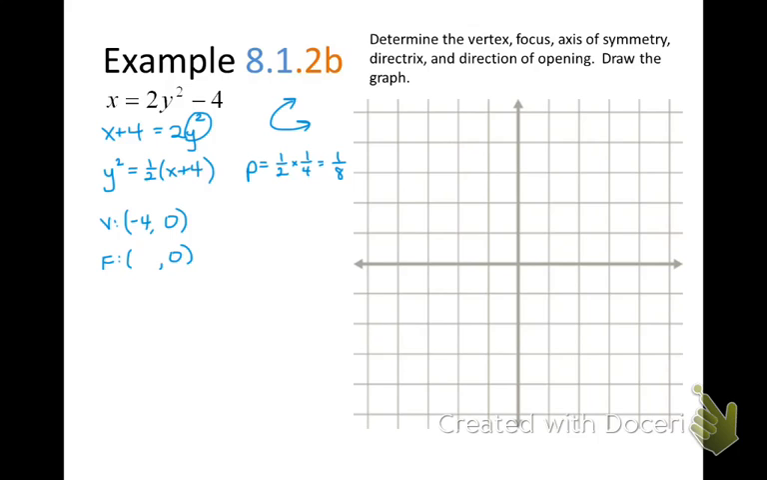For the x value, am I moving to the left or to the right of my vertex? Which way? To the right. So I am taking negative 4 and I am adding 1/8 to go in, right? So I'm just going to write that as a mixed number. What is negative 4 plus 1/8? Negative 3 and 7/8. Very good. All right. There's my focus.